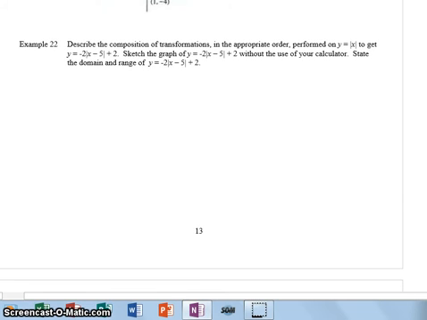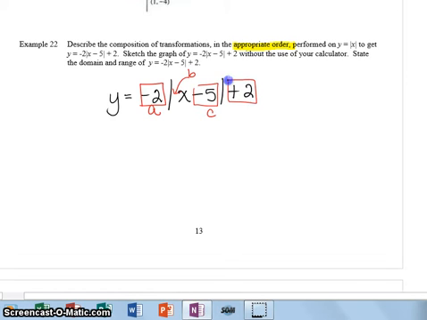Example 22. Describe the composition of transformations in the appropriate order. So they're talking about the CBAD that's new today, performed on the absolute value of x to get this. So what I'm going to do, I'm going to write this out a little bit bigger so you guys can see it a little more clear. And what you're going to see is I'm going to label A, B, C, D. So this is my A, right here. Right here is my B. This is my C. This is my D. So A, B, C, D working left to right.